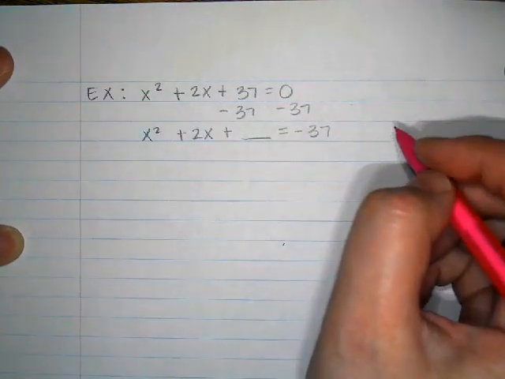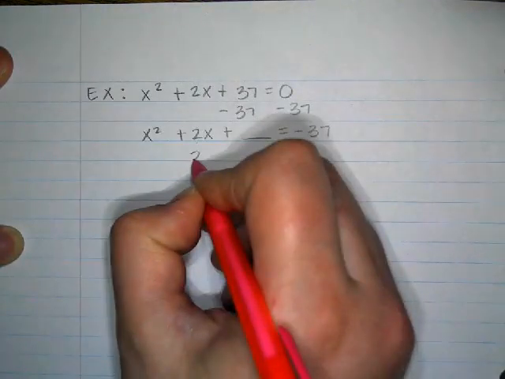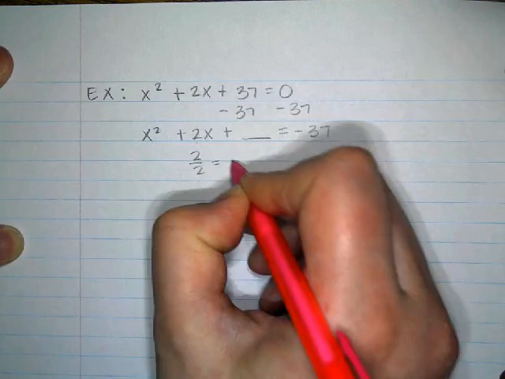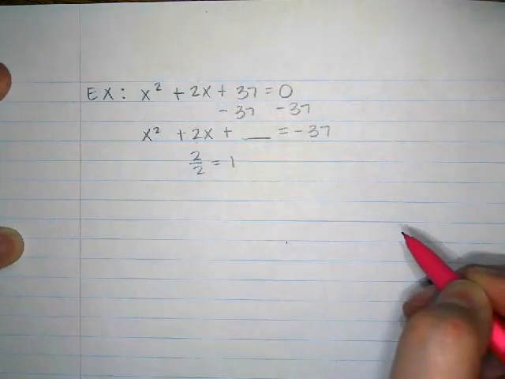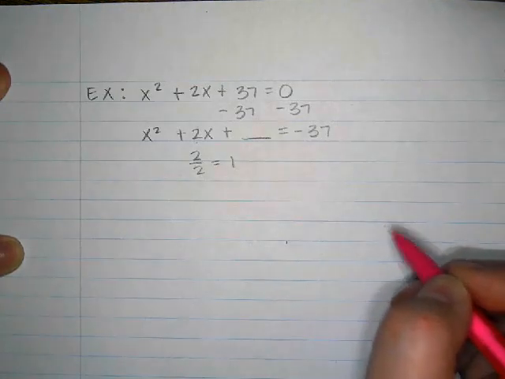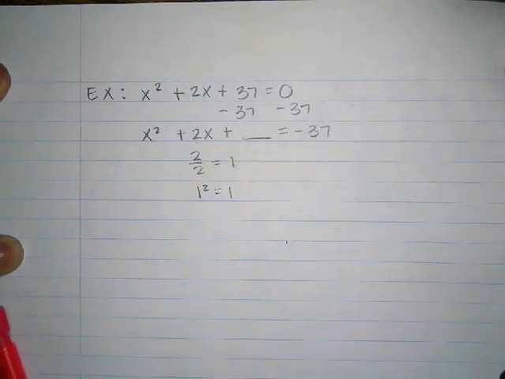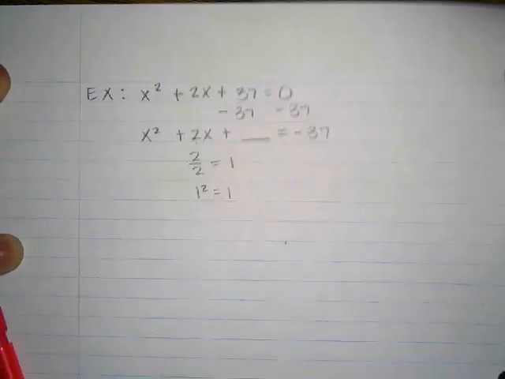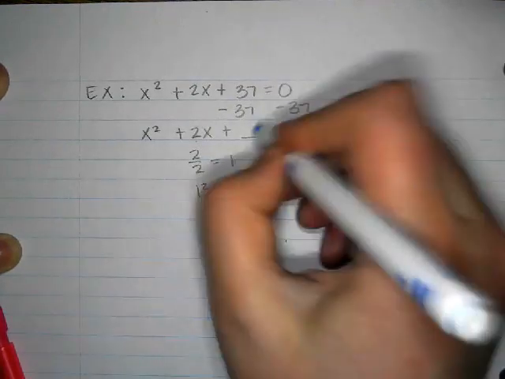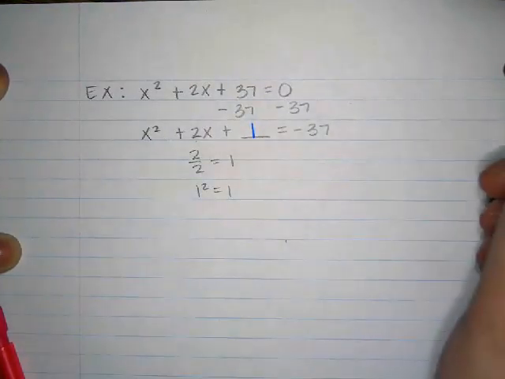Take the middle term, we're going to divide by 2, and we get 1. And then what do we do with that? Yeah, you square it. So 1 squared, it just happens to be 1 this time. And then what do we do with the 1? Put it in the blank. So I put 1 over here, and if I add 1 to the left side, what do I do to the right side? I add the 1 over there as well, okay?